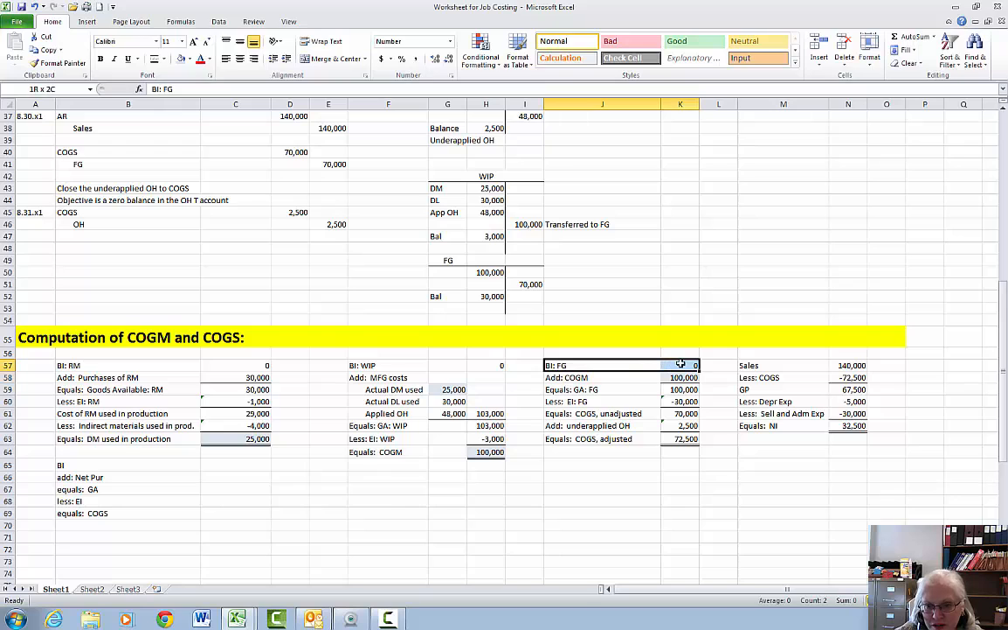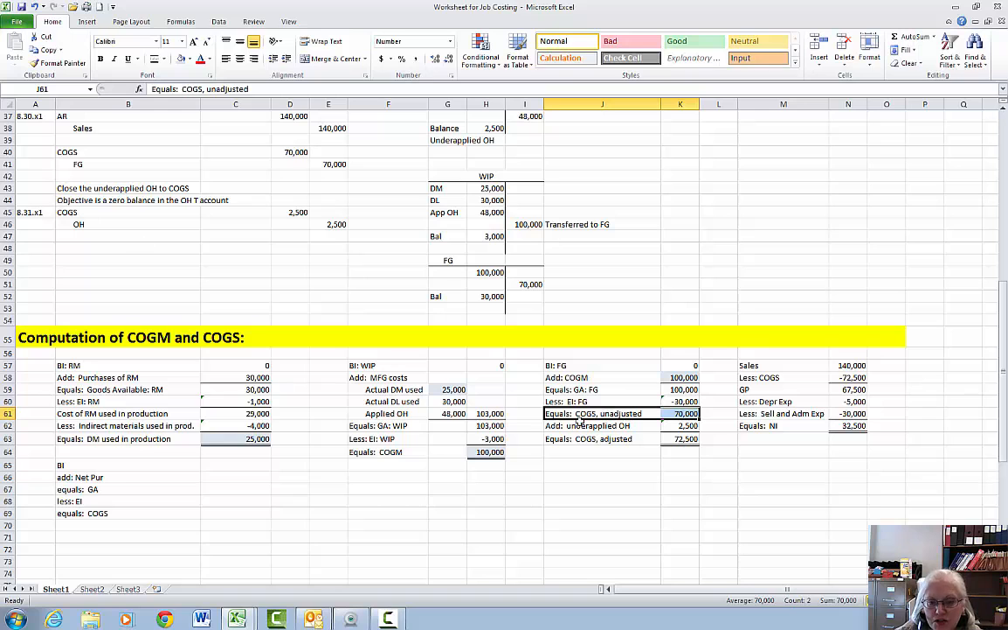So we start with the beginning of 0. We add what we made, the cost of the goods we manufactured. That equals our goods available for finished goods. Subtract our ending inventory of finished goods. If you need to do a T account for finished goods, go for it. That gives us an unadjusted cost of goods sold number. Okay, unadjusted is the key word here.